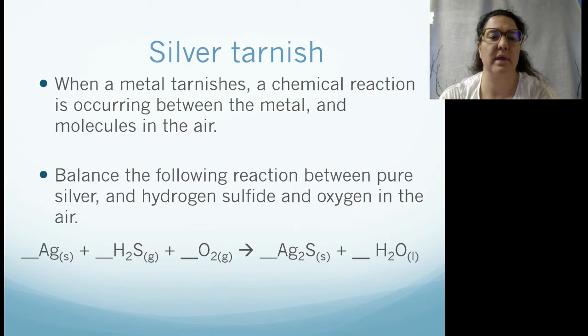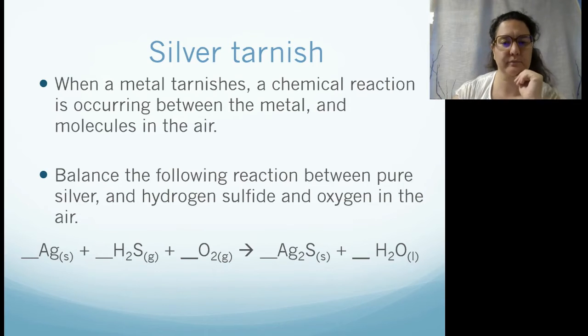Silver tarnishes, and this is a chemical reaction between the metal and the molecules in the air. So we're going to balance this reaction between pure silver and hydrogen sulfide and oxygen in the air. When we balance equations, we want to often start with our compounds.